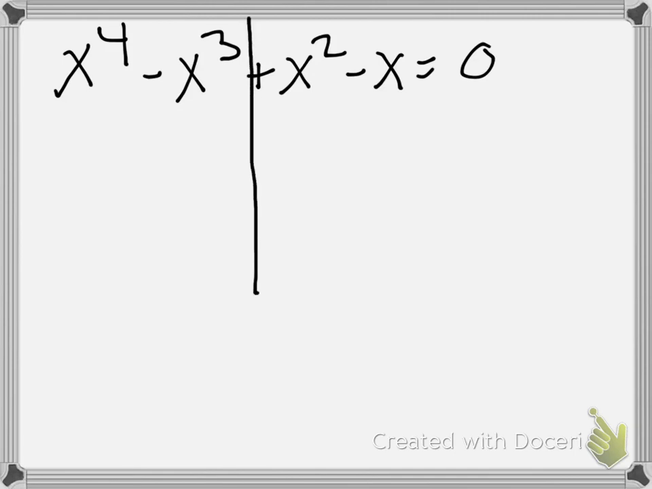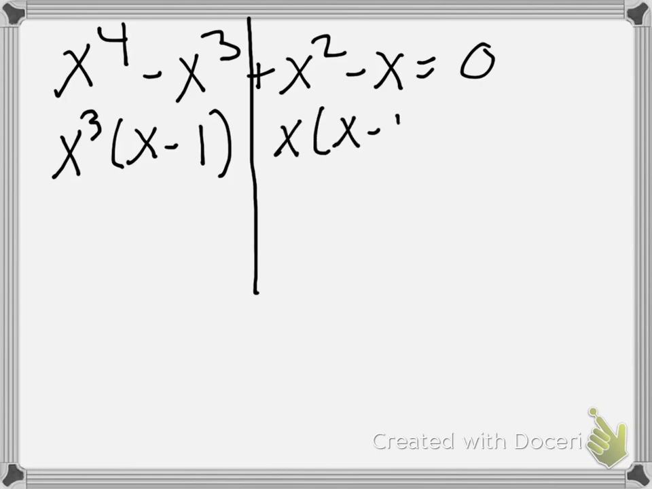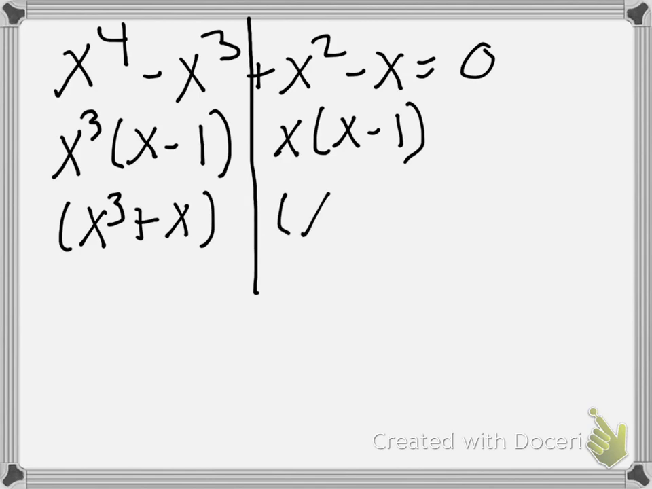Greatest common factor for these 2 terms is x cubed, so I'm going to have x cubed times x minus 1. Okay, and I'm going to have x times x minus 1. So what does that give me? Well, that gives me x cubed plus x times x minus 1 equals 0.